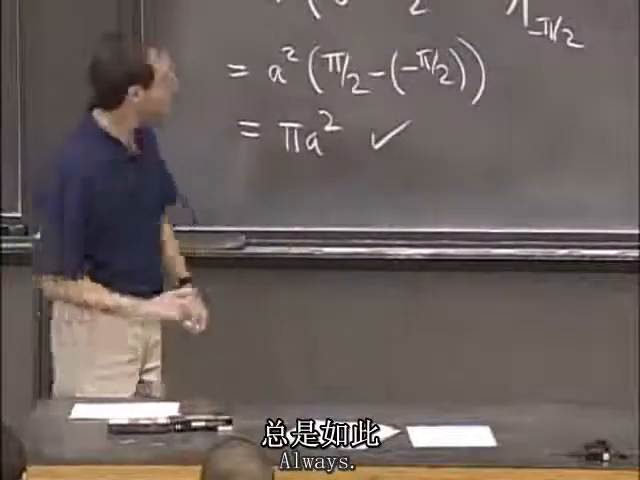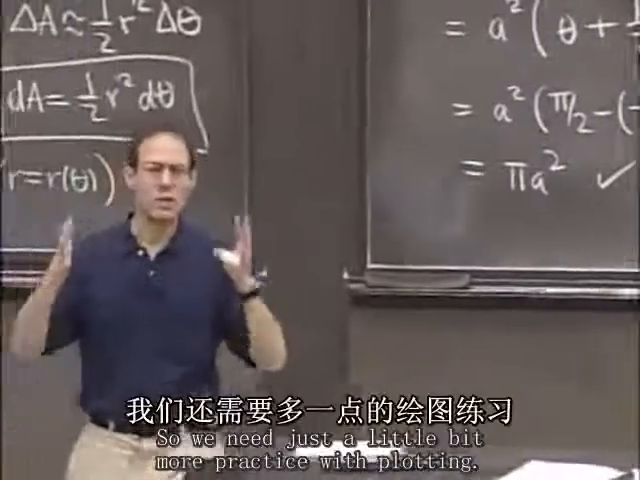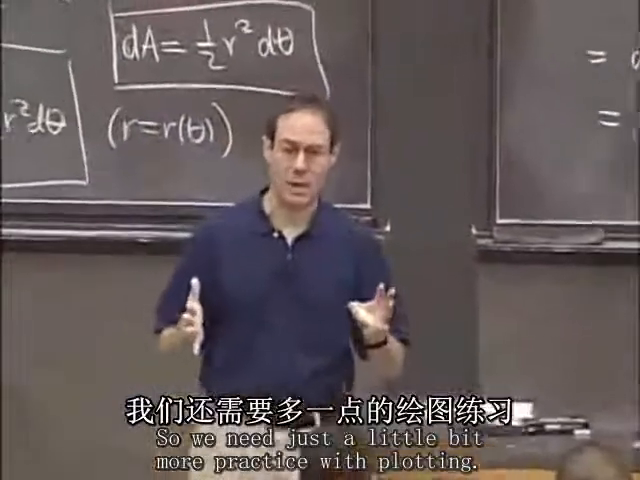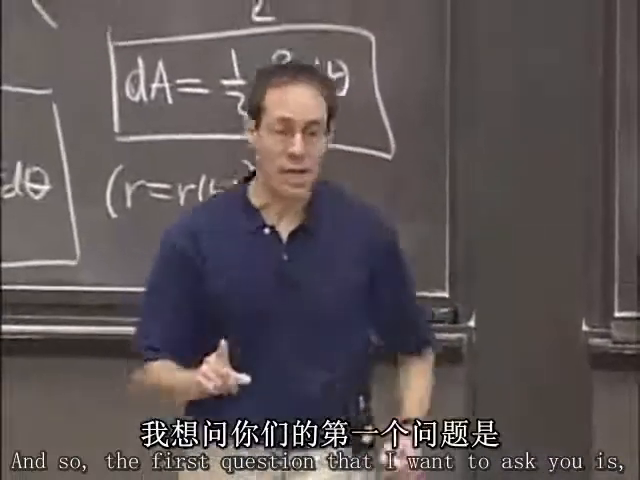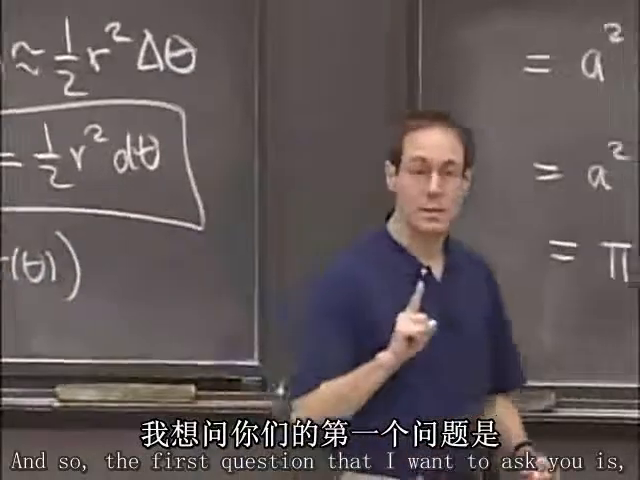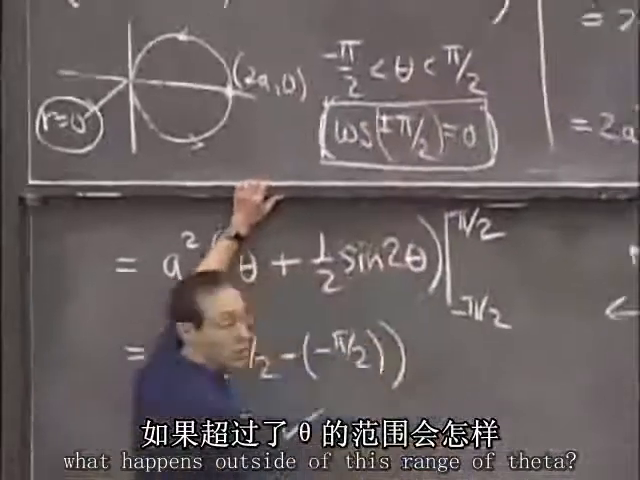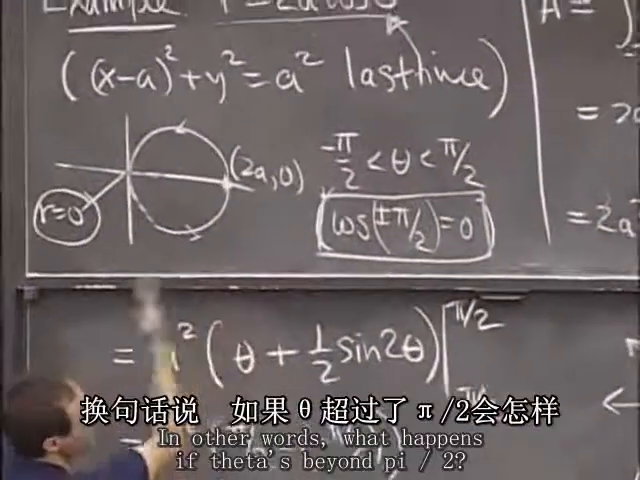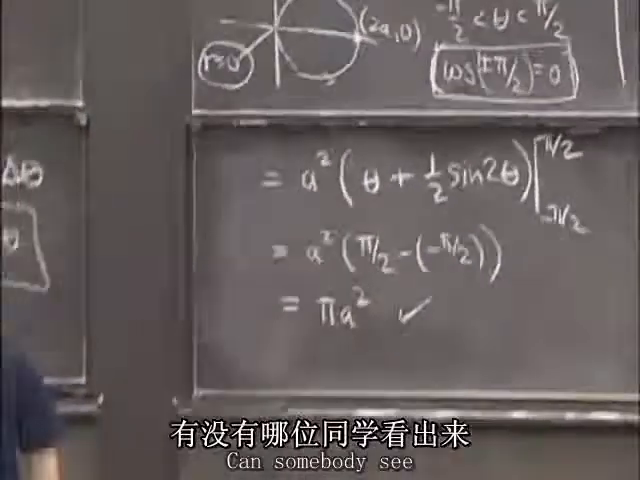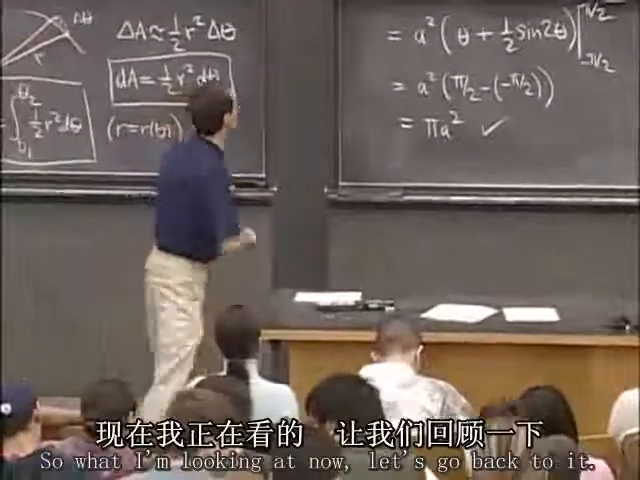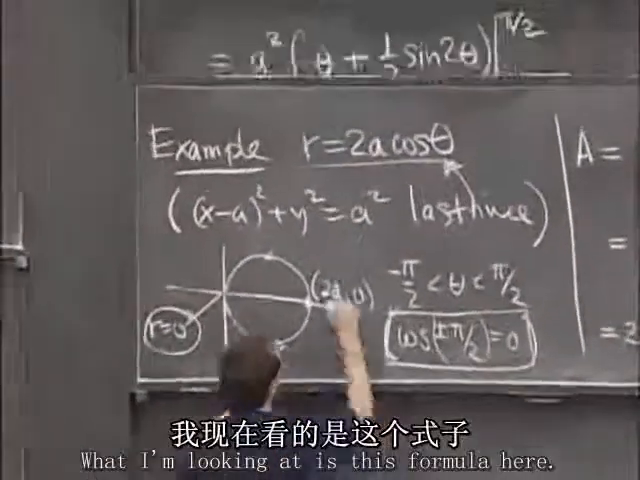Okay, now in terms of plotting, I want to expand your brain a little bit. So we need just a little bit more practice with plotting in polar coordinates. And so the first question that I want to ask you is, what happens outside of this range of theta? In other words, what happens if theta is beyond pi over 2? Can somebody see what's happening to the formulas in that case? So what I'm looking at now, let's go back to it. What I'm looking at is this formula here.